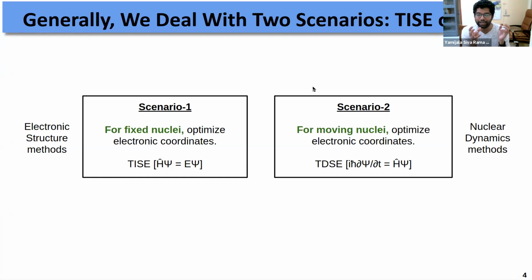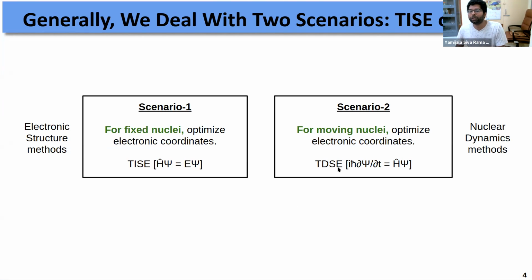a fixed set of nuclei where we will optimize the electronic coordinates. So these kinds of methods are called electronic structure methods, where we will be solving the time-independent Schrodinger equation, which is the normal eigenvalue equation H psi equals E psi.